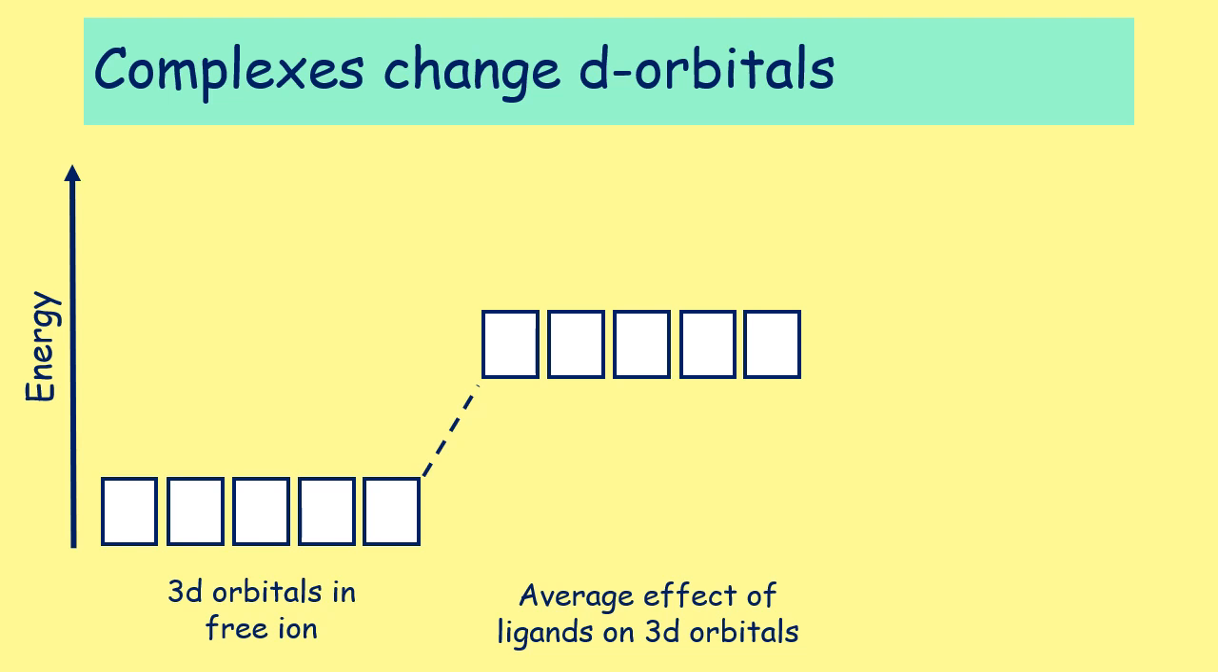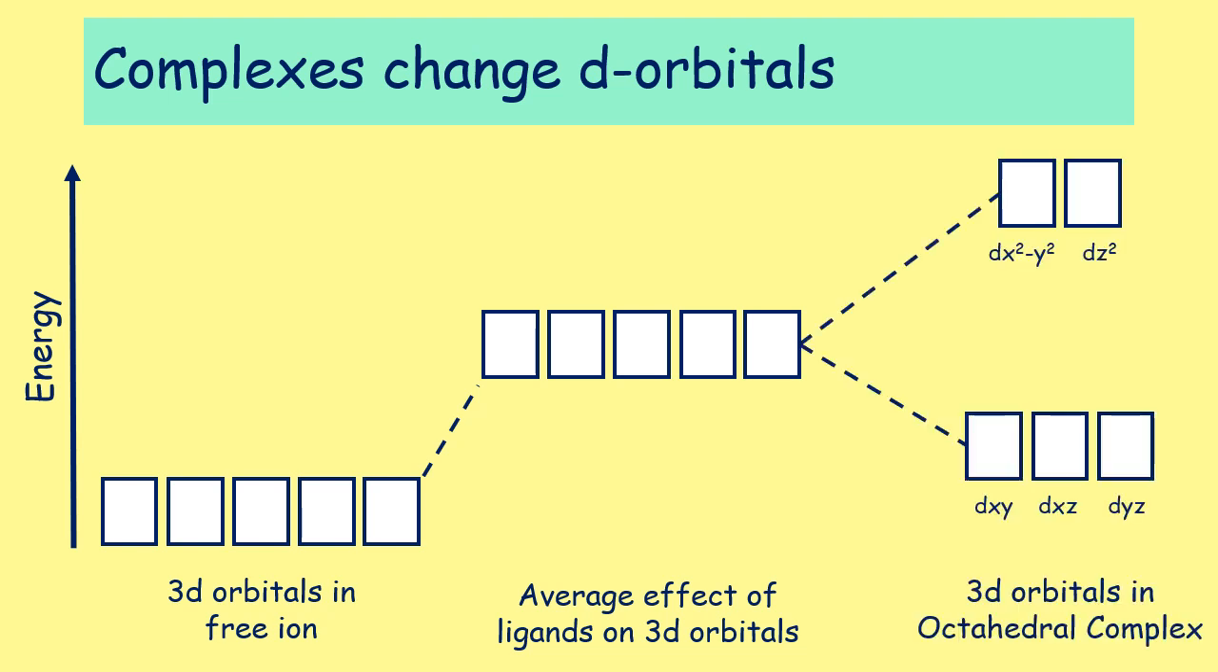However, the orbitals are not increased equally. That's just the average. They actually split into two groups and they stop being degenerate. So in an octahedral complex, what happens is that you end up with two orbitals having a really high increase in energy and three orbitals having a smaller increase, and you have a gap between them.